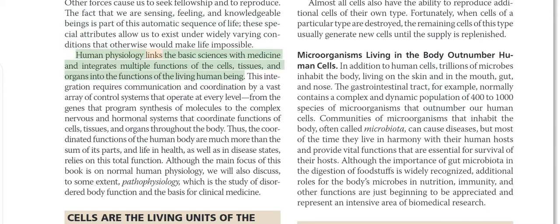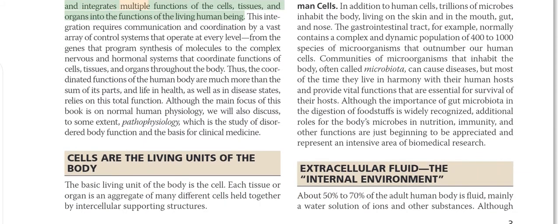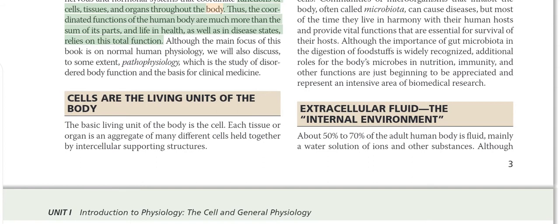Human physiology links the basic sciences with medicine and integrates multiple functions of the cells, tissues, and organs into the functions of the living human being. This integration requires communication and coordination by a vast array of control systems that operate at every level, from the genes that program synthesis of molecules to the complex nervous and hormonal systems that coordinate functions of cells, tissues, and organs throughout the body. Thus, the coordinated functions of the human body are much more than the sum of its parts, and life in health, as well as in disease states, relies on this total function.